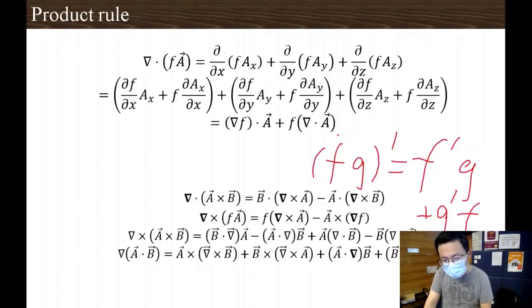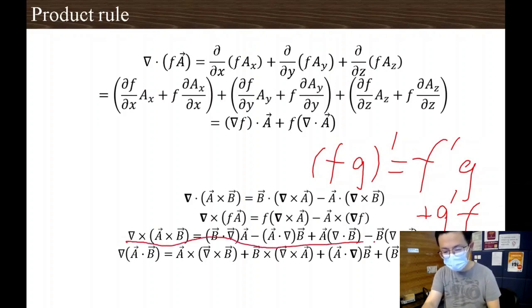Let me see. So one thing I want to mention to you is about this BAC-CAB rule. For this third term, you see that even though this is a BAC-CAB formula, you really need to have actually more terms if there is a del.